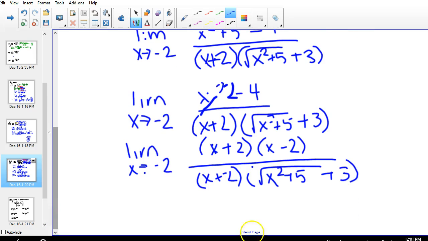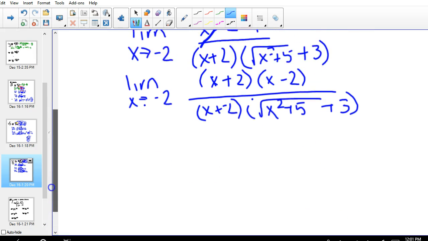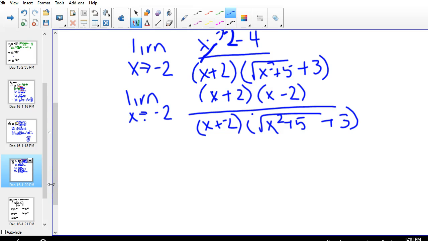And so when we look at that, now our x plus 2's can cancel. So this is sort of an advanced problem because not only do you have to do the rationalization, you also got to do that factoring and canceling like we did on the other problems.